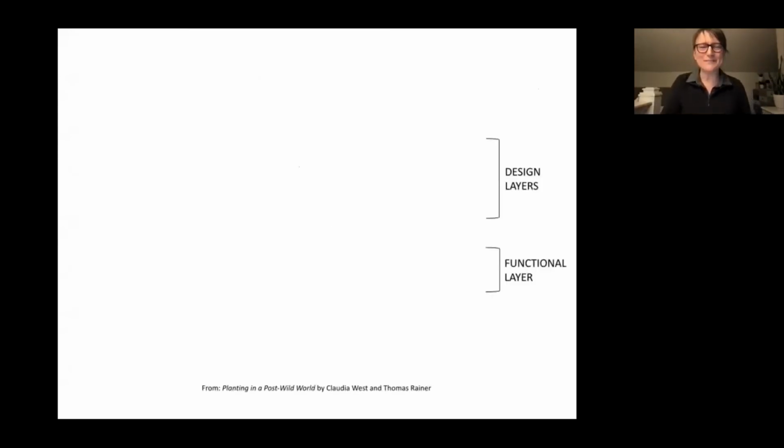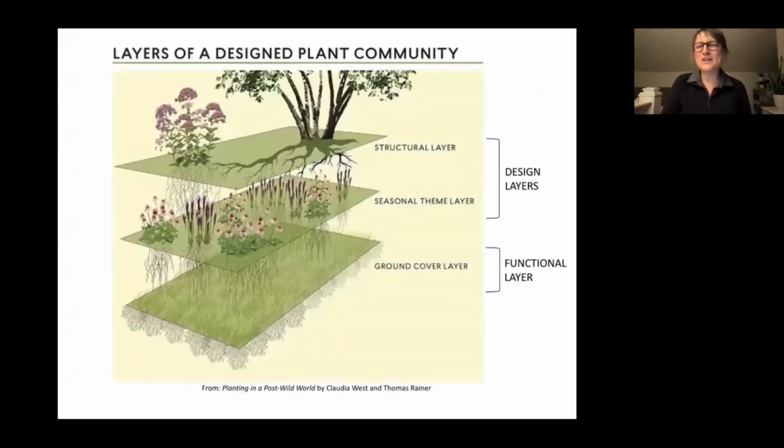It sounds crazy, but it's actually true. So here's the layers of a designed plant community. You have your ground cover, you have a seasonal fun theme, and then you have woody plants, the structure layer. And what I want to cover here is this functional layer at the bottom. This is called the green mulch.